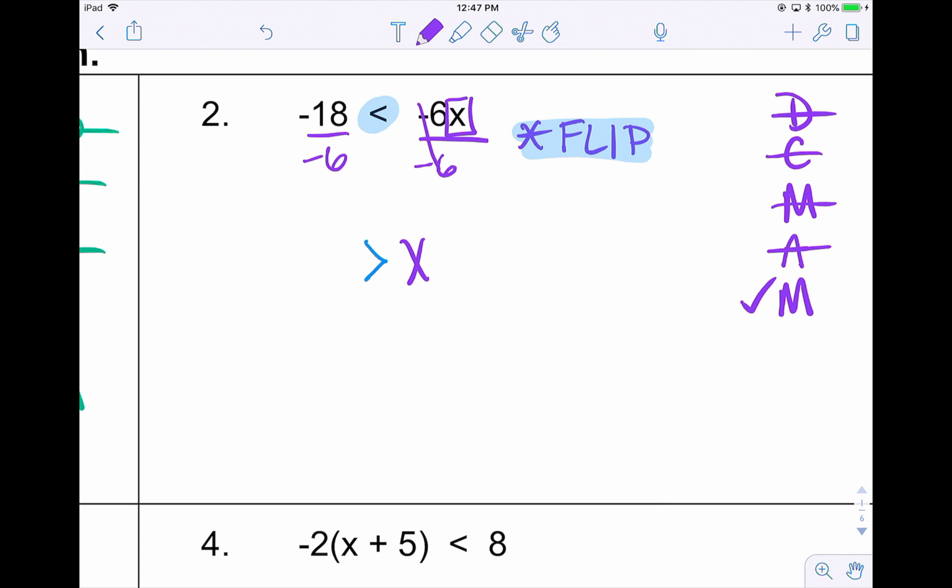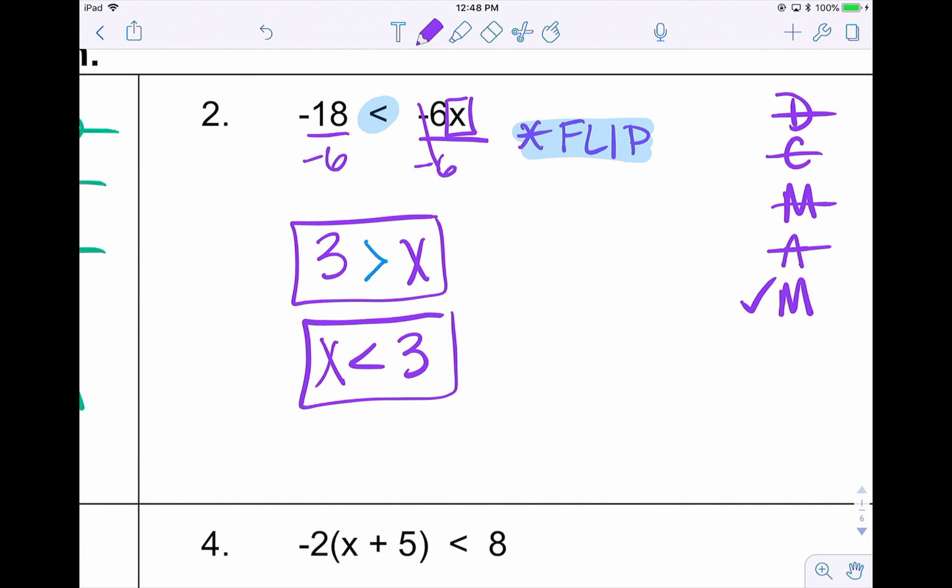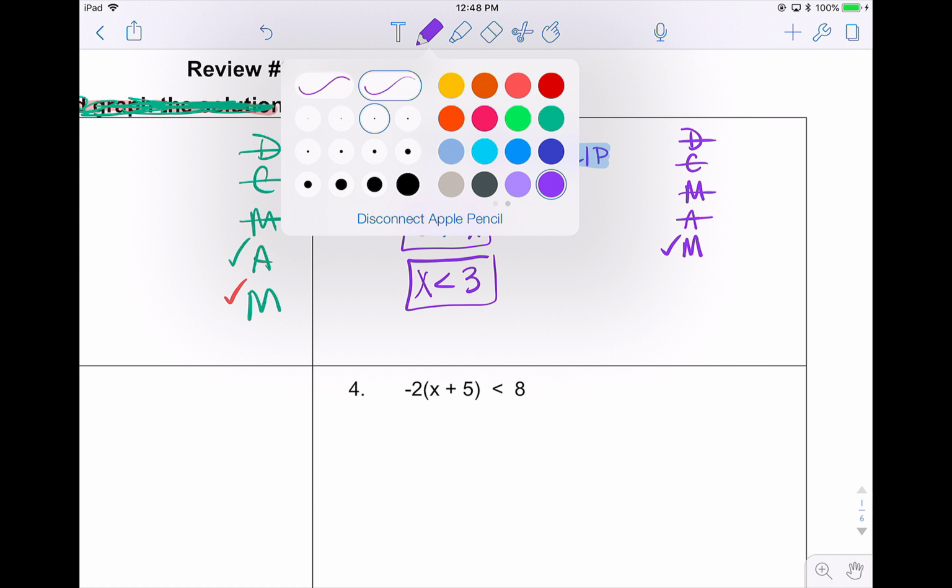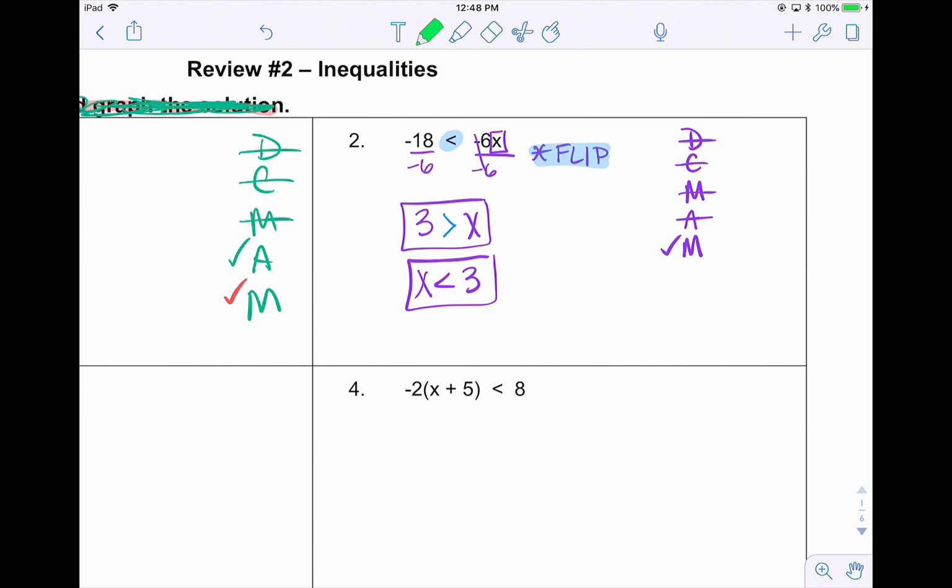So on the right side, I'm still left with x. On the left side, negative 18 divided by negative 6 is a positive 3. So x is greater than 3. You could also rewrite it as x is less than 3. So 3 is greater than x, or x is less than 3.